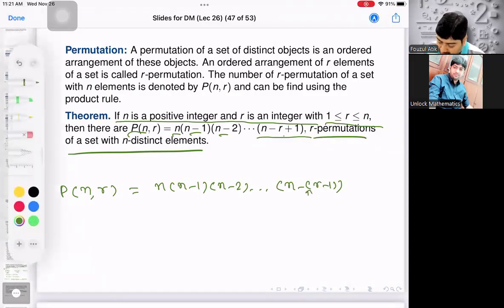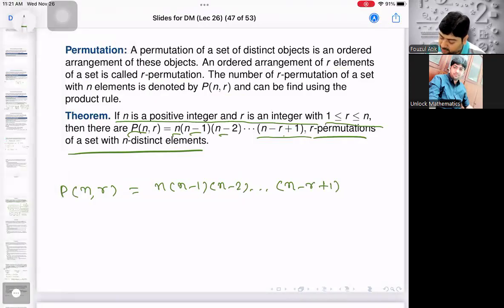If you are removing this bracket, what will happen? It will become n minus r plus 1. Correct? So this is our formula. But this one I can write as n into n minus 1 up to n minus r plus 1.